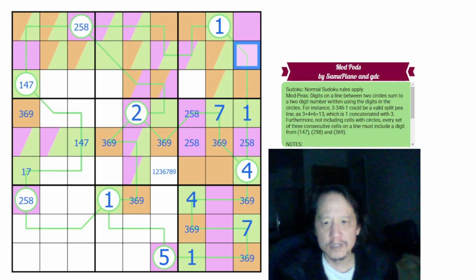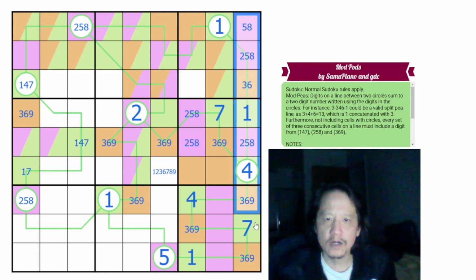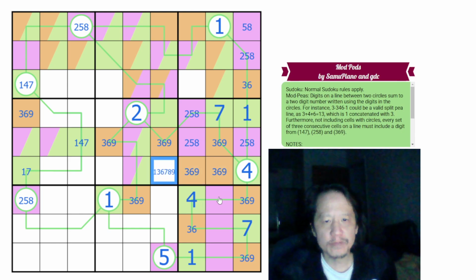So this is 2 and 5 or 2 and 8. So this is 5 or 8. Right? Because this is 3 or 6. So 9 has to be one of these two in column 9. Therefore, this can't be 9. This is 3, 6, and 9. This can't be 2 anymore.